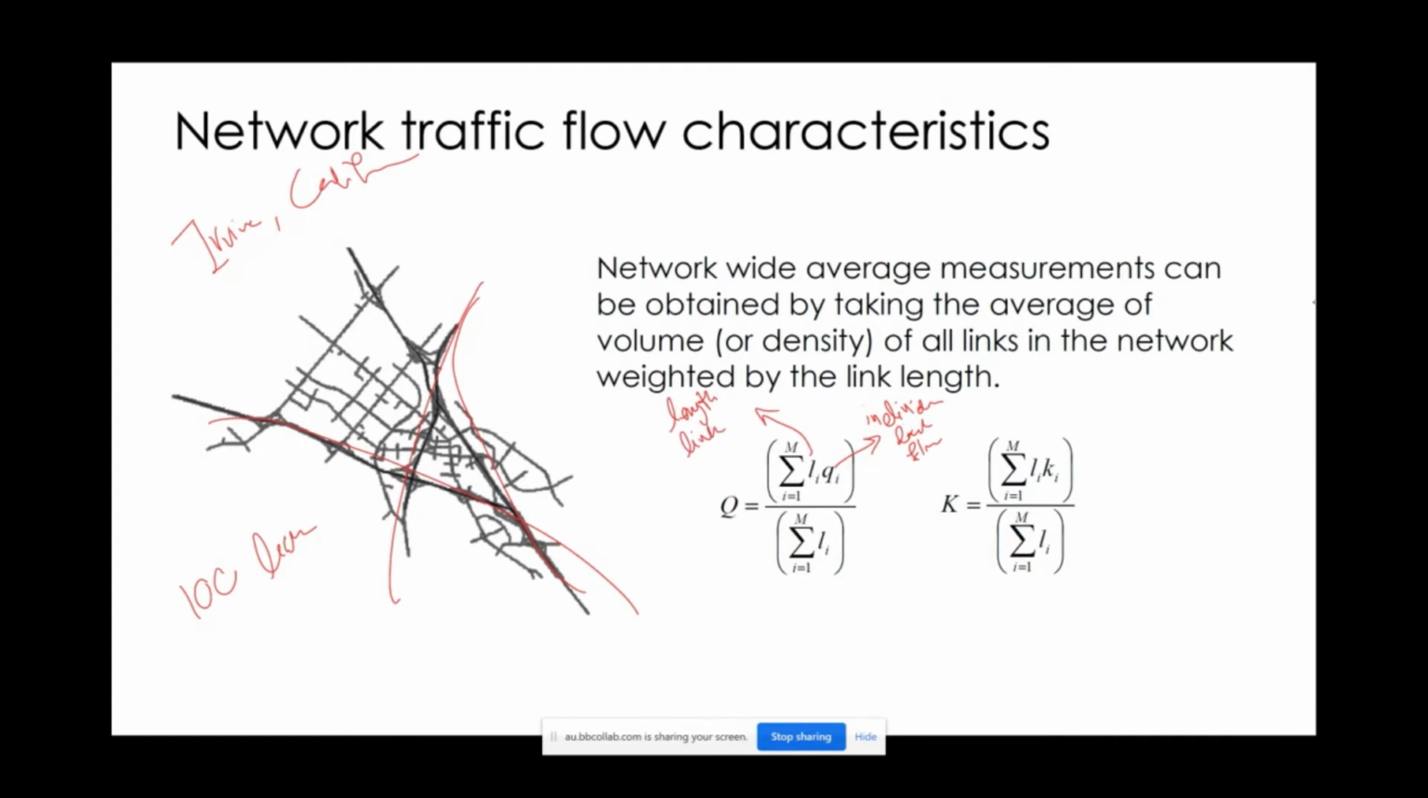And so it's a weighted average. The flows are weighted by the length of the links, and obviously in the denominator, we have the summation of all the link length. So this weighted average of flows, weighted by the length of the link, will give us the capital Q, which is representing network average flow.